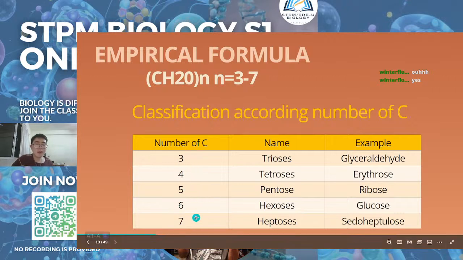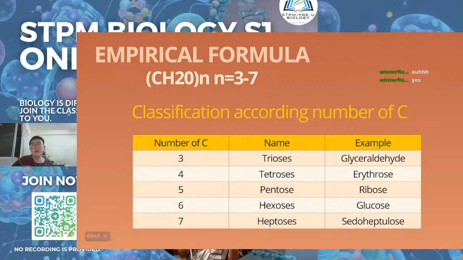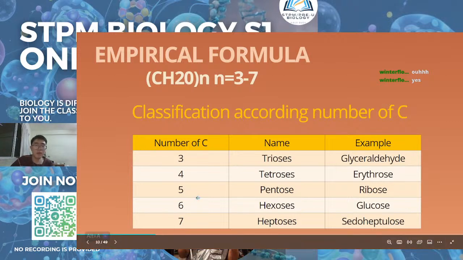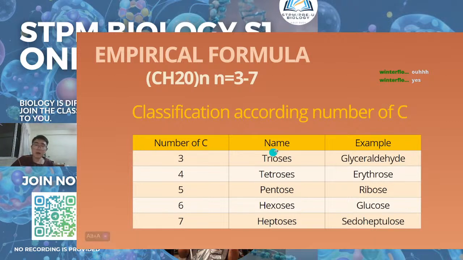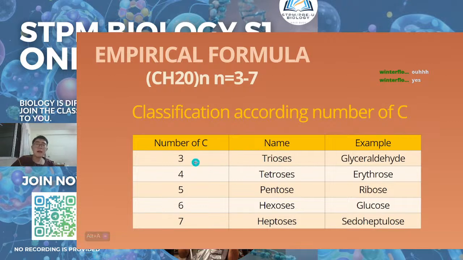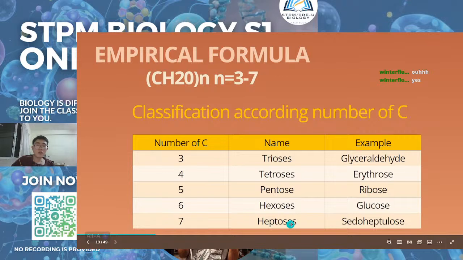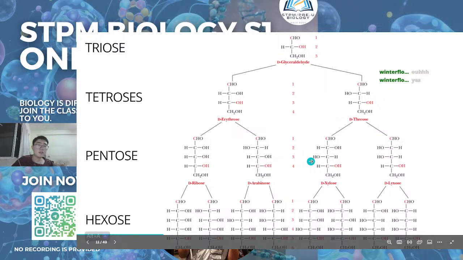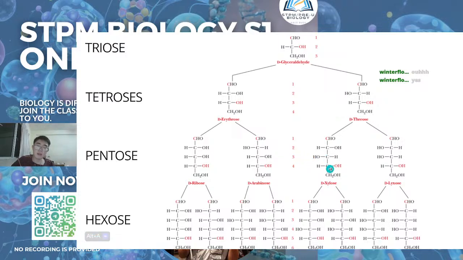3, 4, and 7, if you go into biological research, you will see them, but normally you will not see them very well. But you have to know. The name is based on the number of carbons. Triose means the carbon is C equal to 3. Tetrose, pentose, hexose, and heptose. So these are the common examples. You can refer to it. Hexose is the most common.